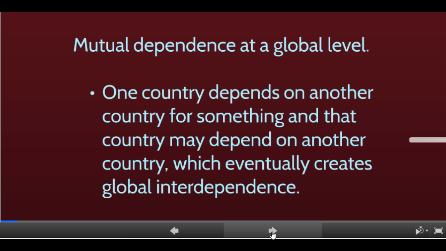Now, if you take a look at this next bullet, take it very slowly. It says one country depends on another country for something, and that country may depend on another country, and this will create global interdependence. For example, Great Britain might depend on the United States for tires and rubber, and then the United States may depend on Japan for certain types of technology. All right, so you see how one depends on another, and that creates interdependence.